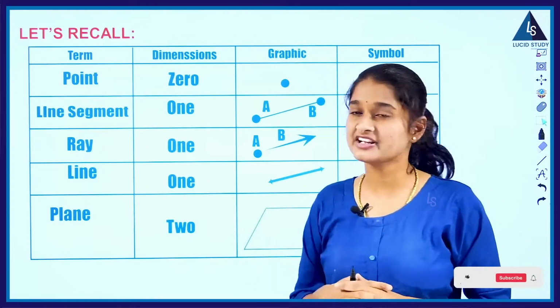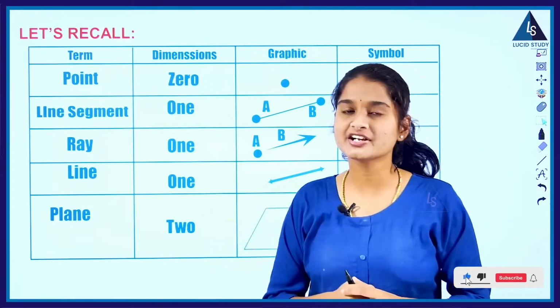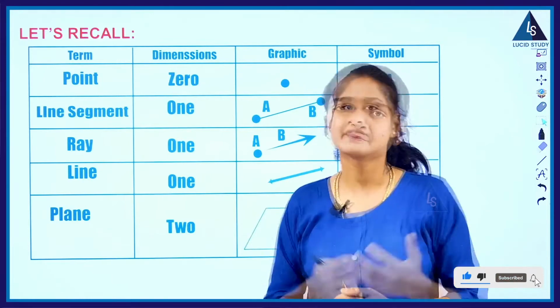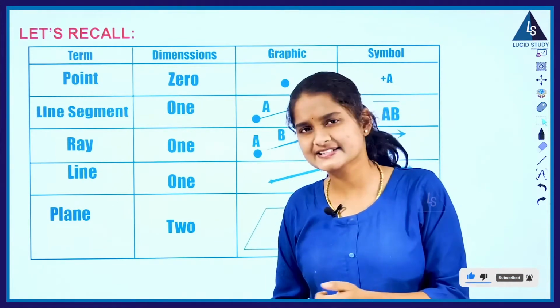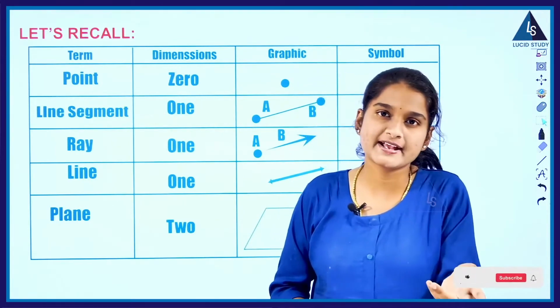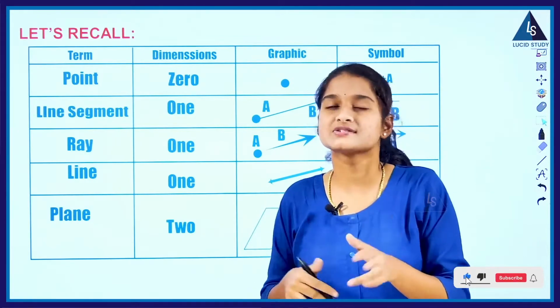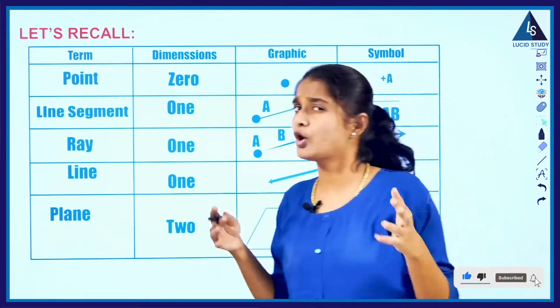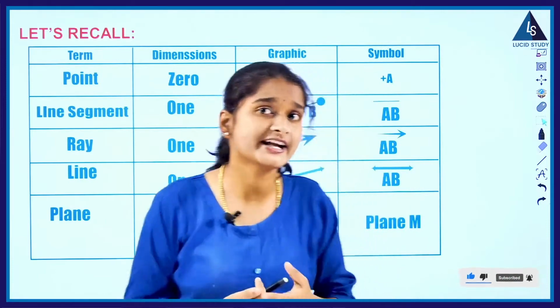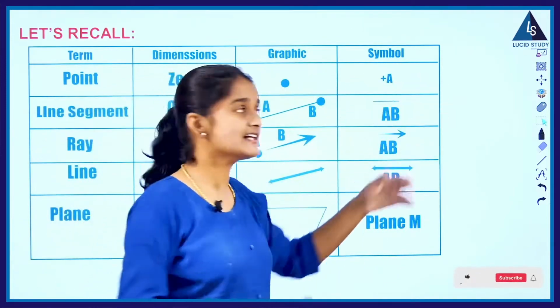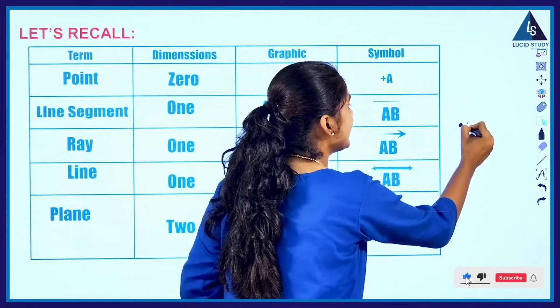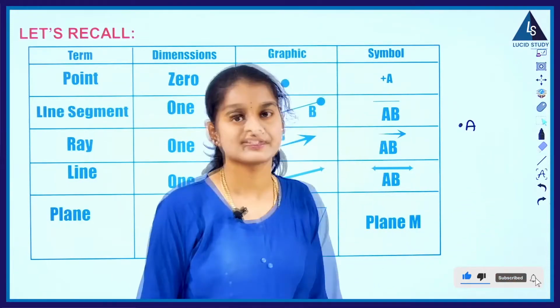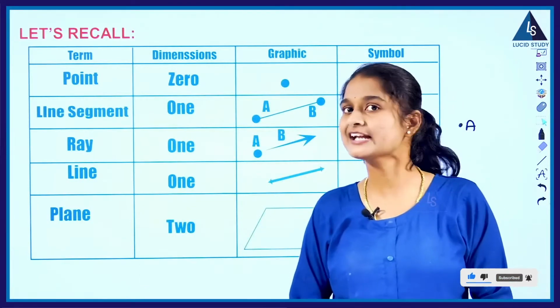Let us revise everything. What is a point, children? When do we use a point? We use a point to locate something. To locate a place, to locate anything, we use a point. For example, if it is point A, then how do we write it? We simply put a dot and write point A. So points are used to locate places.